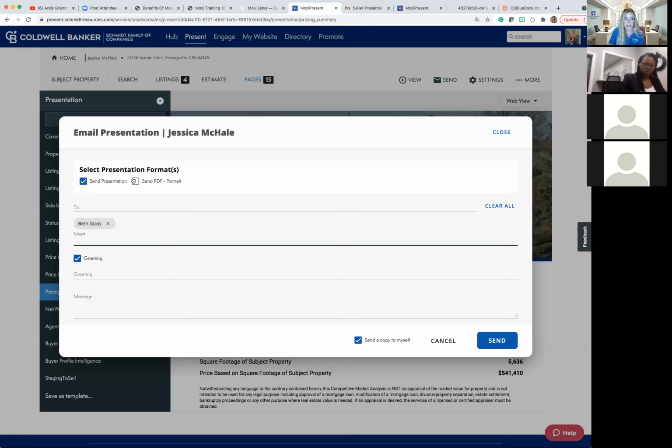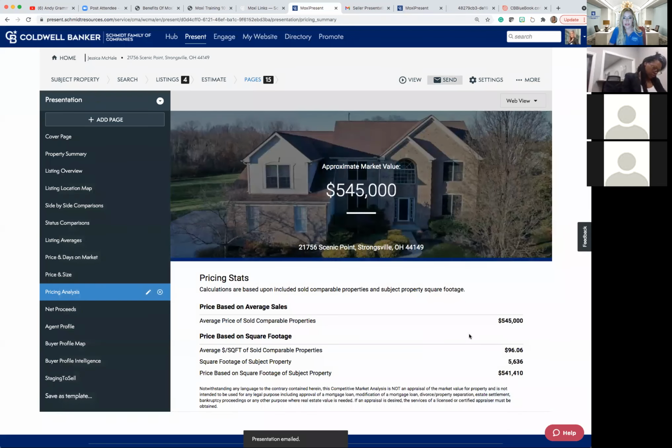If I select the box, there's a thunderstorm here, so I apologize if you hear that. I'm going to select the box Send with PDF, and I'm going to hit Send. Now, bam, in a matter of a couple of minutes, I've created the presentation, I've edited it to be the one I want it to be, and I've sent it to my client.